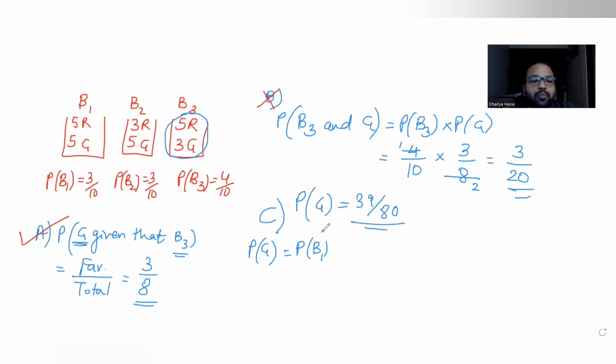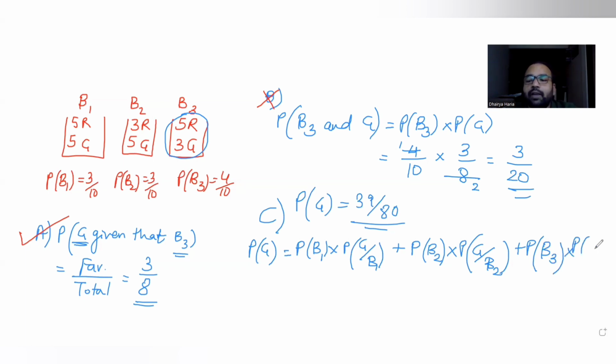So when you select the first bag, in that you will find the probability of green in the first bag, plus the probability of the second bag, so the chance of selecting a second bag, and after that you will find again the probability of choosing a green ball from the second bag. Or you can also find the probability of selecting the third bag, and from that I will choose a green ball again from the third bag.